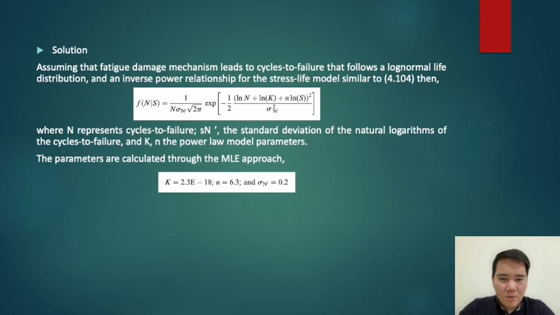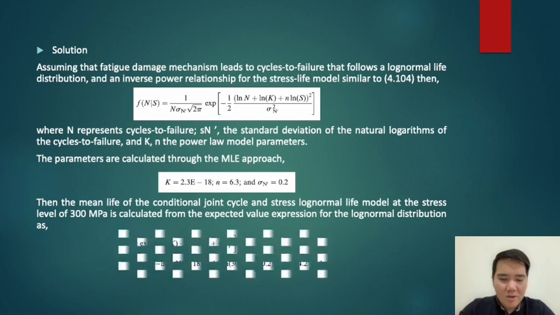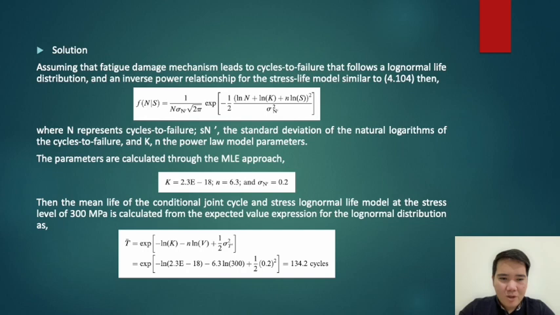K is equal to 0.2. Then the mean life of the conditional joint cycle and stress log normal life model at the stress level of 300 megapascal is calculated from the expected value expression for the log normal distribution as T is equal to 134.2 cycles.